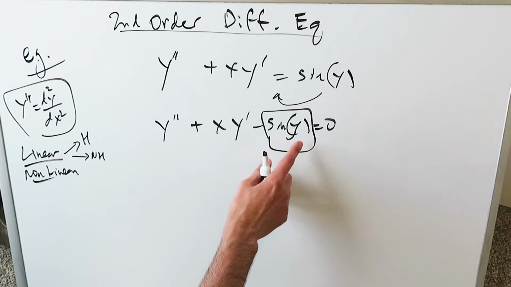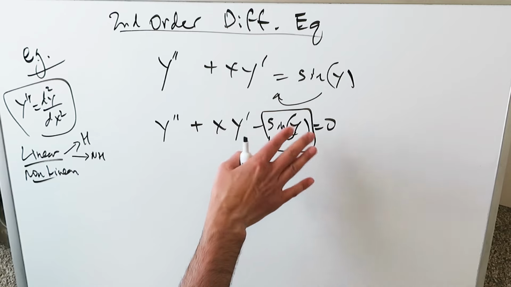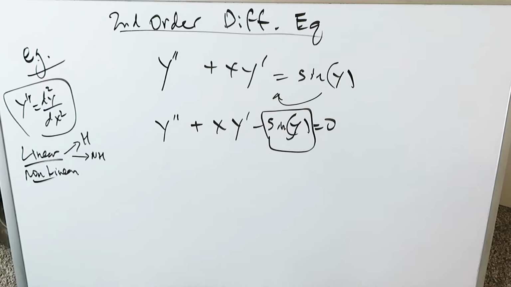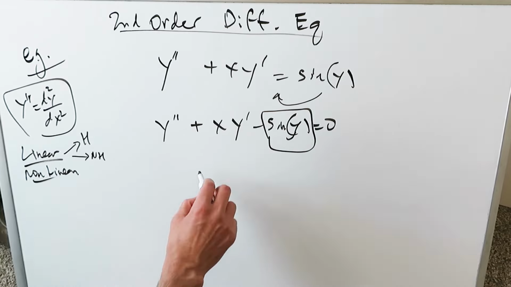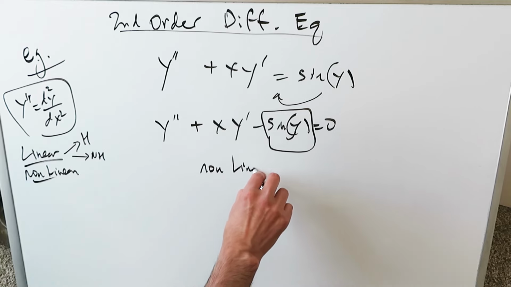It's not a y variable which is unaffected or unadulterated. It is very much an influenced variable. It's affected by the sine function. So what you're looking at here is a non-linear differential equation.